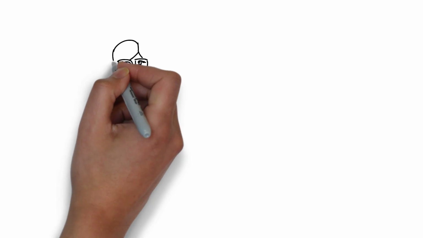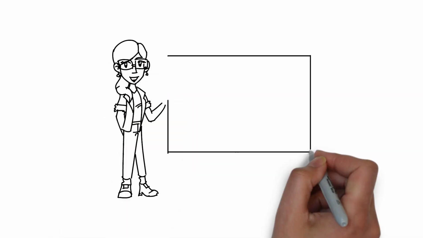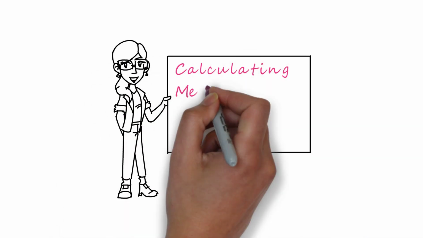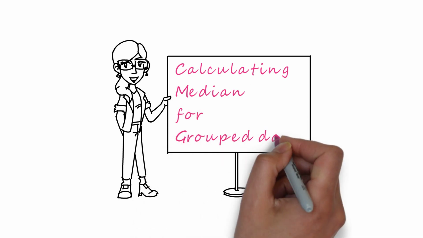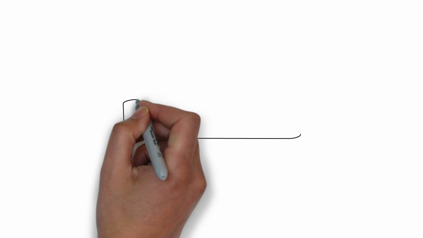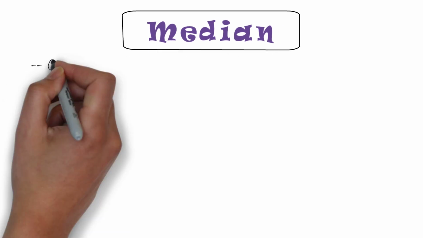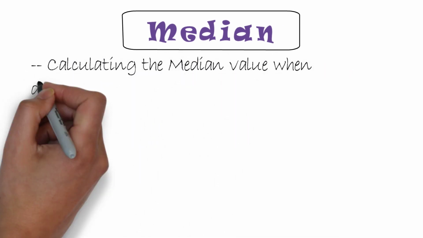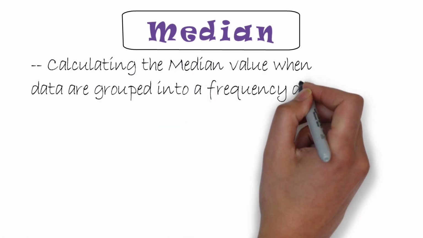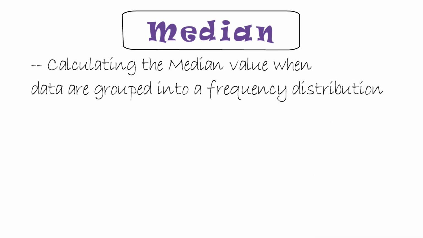Today we will learn how to calculate median value for grouped data. Last class we learned about calculating median for ungrouped data. Now we'll look into calculating the median value when data are grouped into frequency distribution.